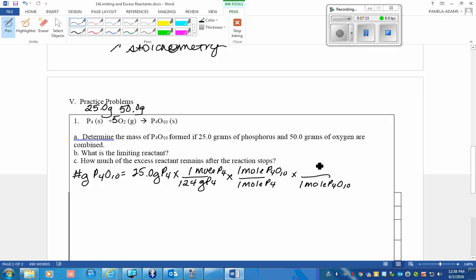And the molar mass of P4O10 is 284 grams. So when I use up all of my P4, I can make 57.3 grams of P4O10.